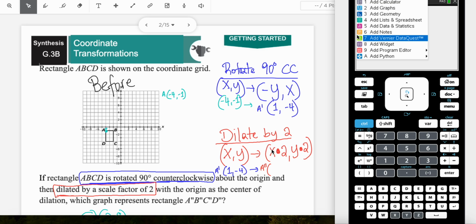Now it says we're going to take the x coordinate and we're going to multiply it by 2. So my x coordinate is going to be number 1. And then I'm going to multiply that by 2, comma. Then you take the y coordinate. In this case, the y coordinate is -4. And then you're going to multiply by the same 2.